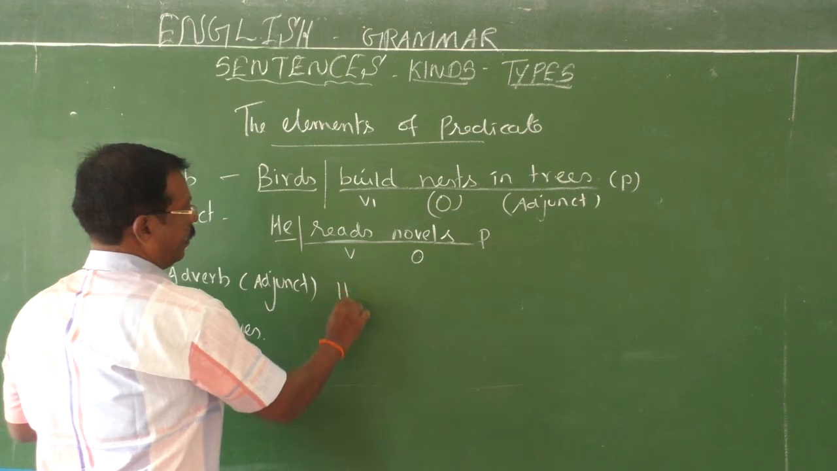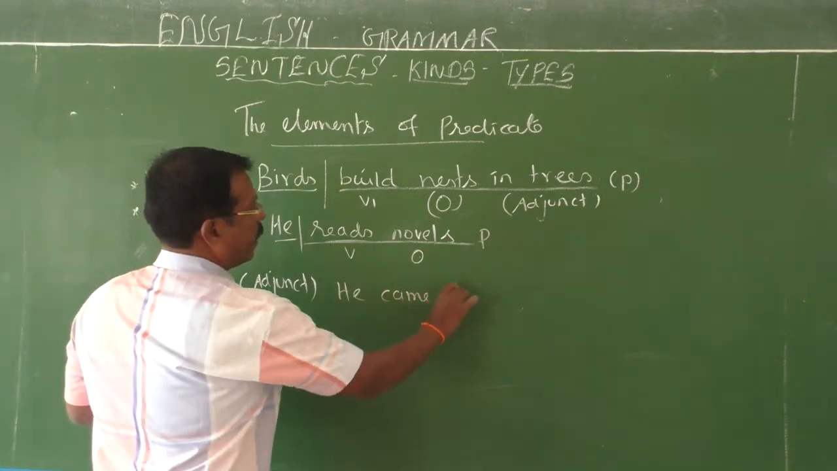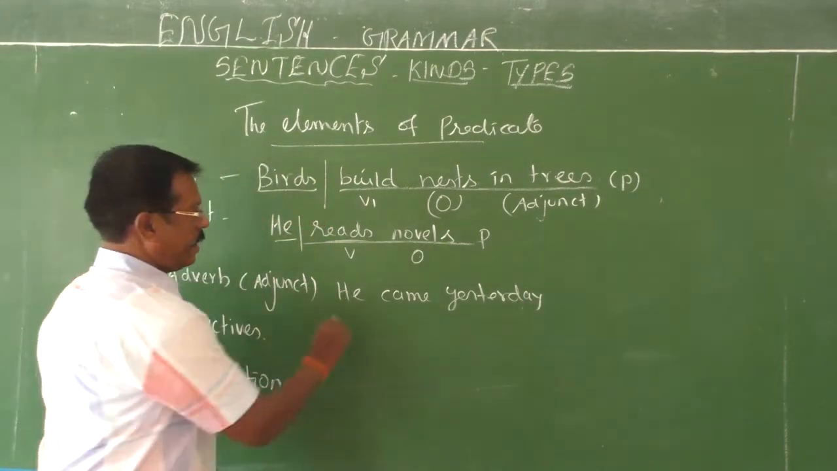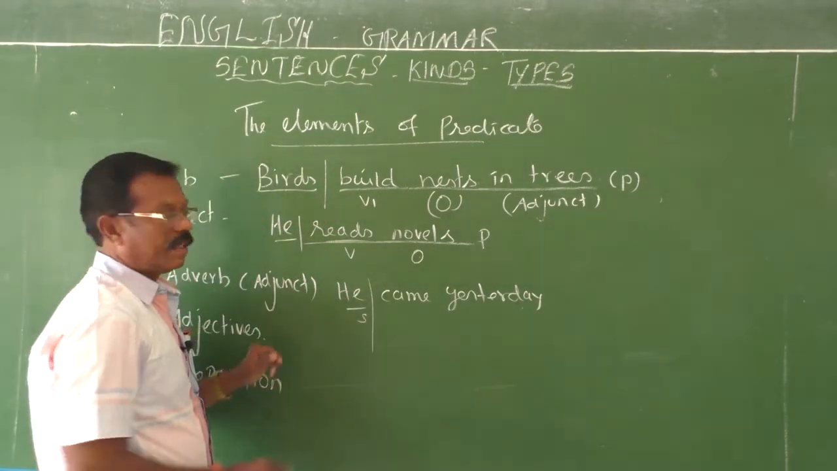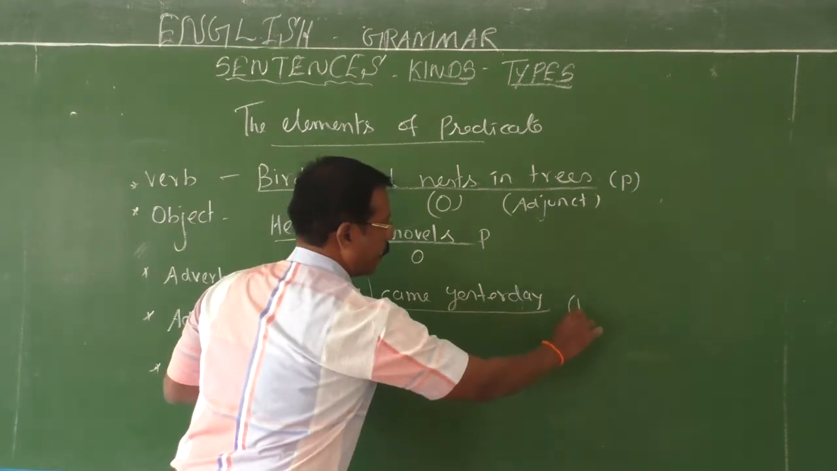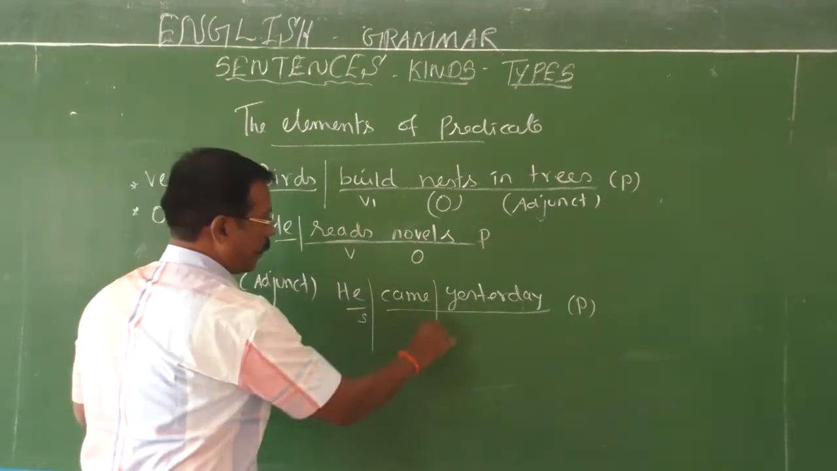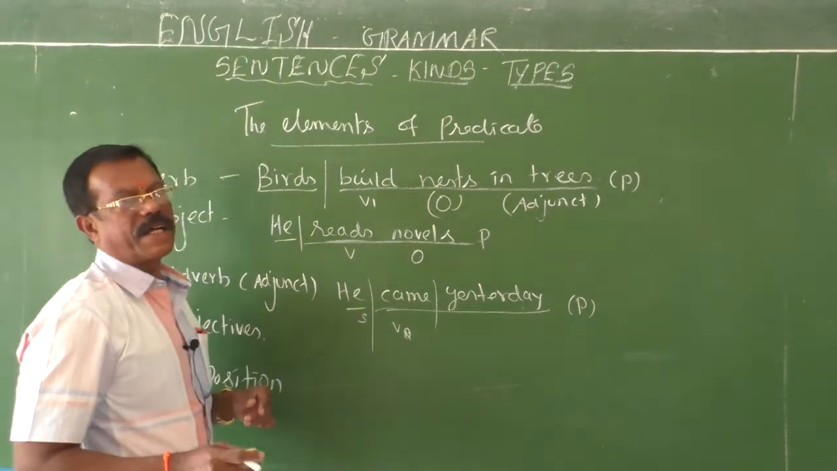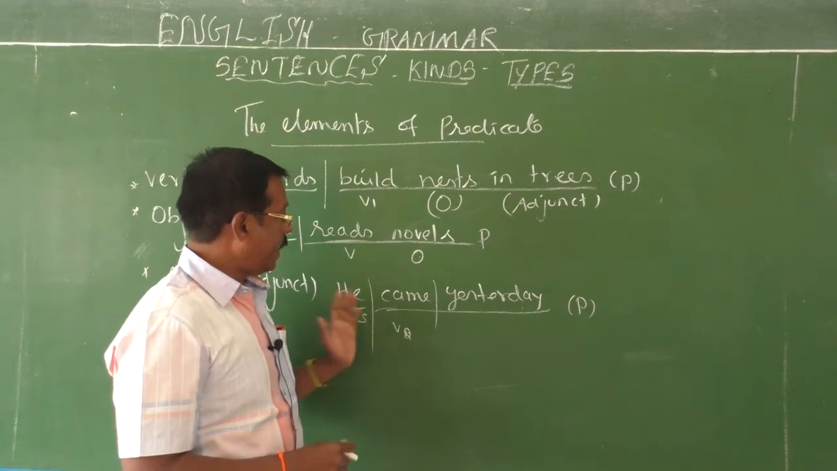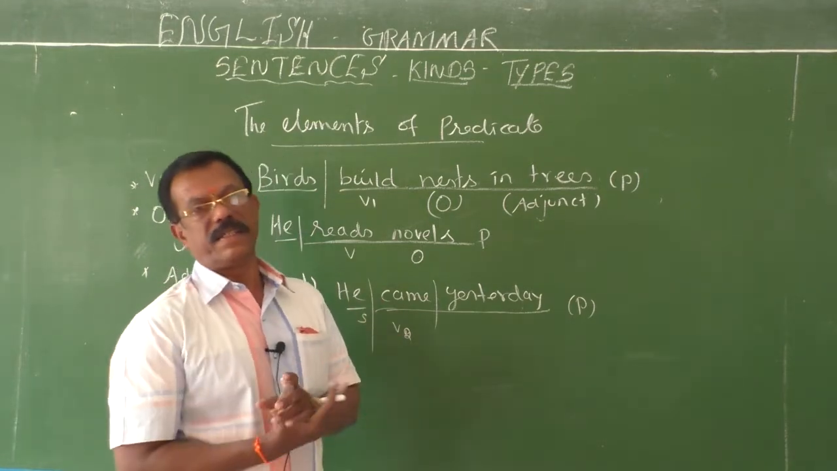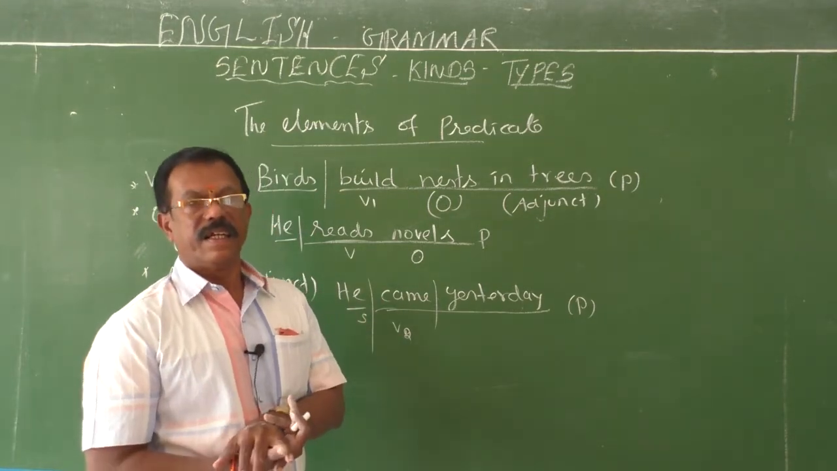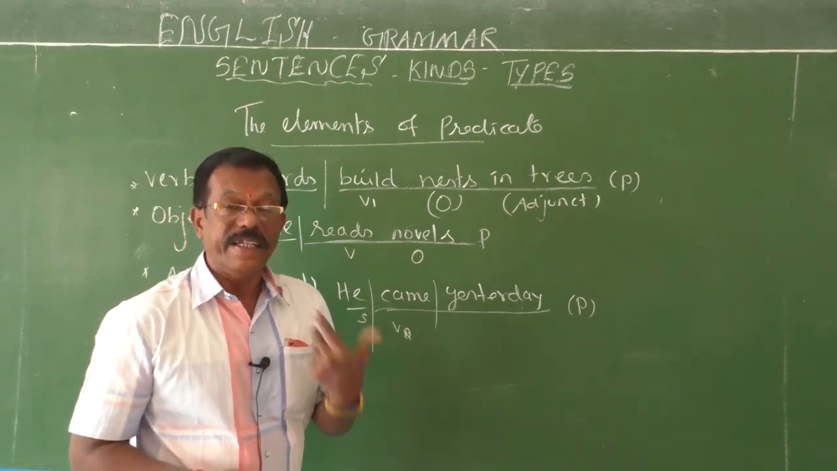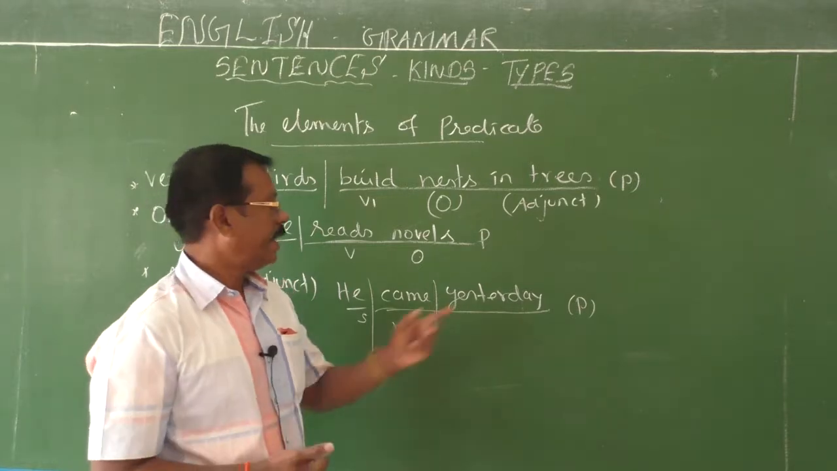Third one. "He came yesterday." He is the subject part, and then "came yesterday" is the predicate part of the sentence. In the predicate part, came is V2, because it refers to past tense. Come, came. "He came": the sentence completes. But we want to give more information. When did he come? Then, yesterday.